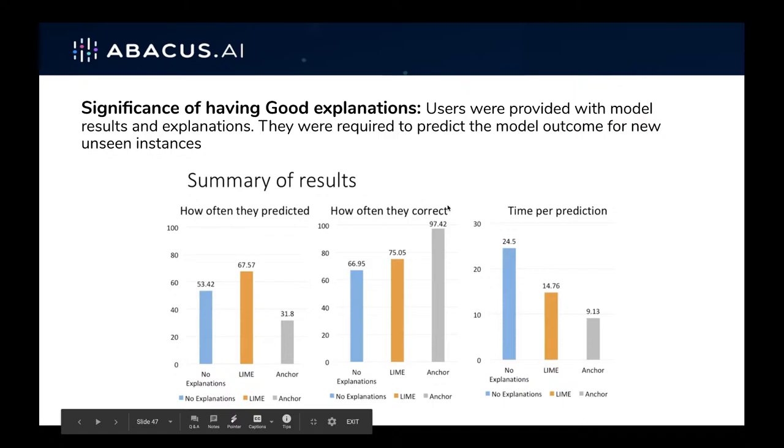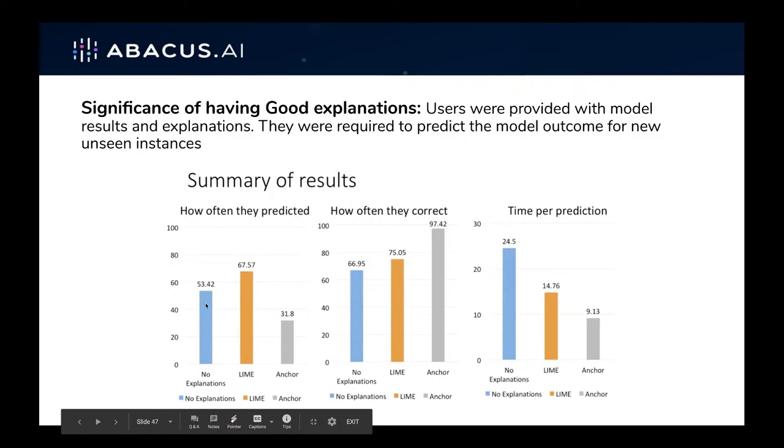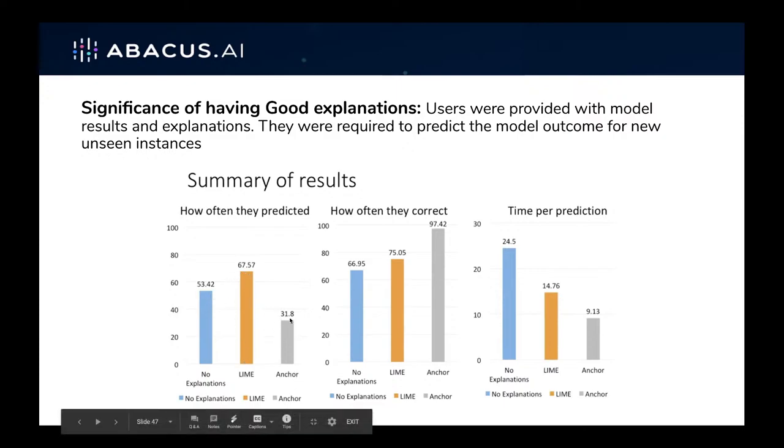Now, one thing before moving on to the project on our platform, the significance of good explanations. So in the same paper, anchors, they discussed the significance of using anchors on Amazon Mechanical Turkers while labeling some data set. So with no explanations, they kind of predicted 53.42% of the time. With Lime 67, with anchors, it kind of reduced.